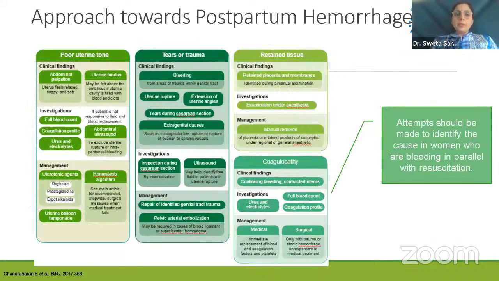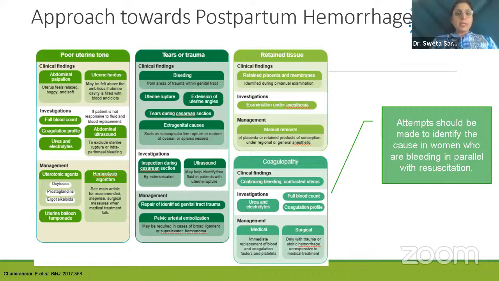So how do we approach a patient who is bleeding on the OT table or the labor table? The revival attempts and the management and investigations have to keep pace with each other. First of all, you have to examine the patient and check the vitals, send for investigations, send for blood grouping, cross matching, coagulation profile, CBC, LFT, RFT. And at the same time, we start uterotonic agents.